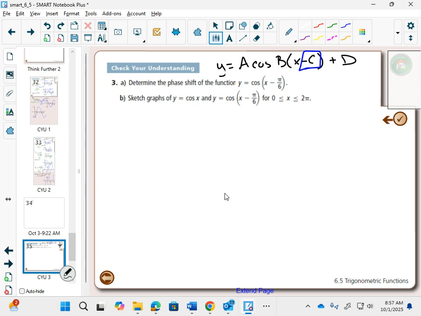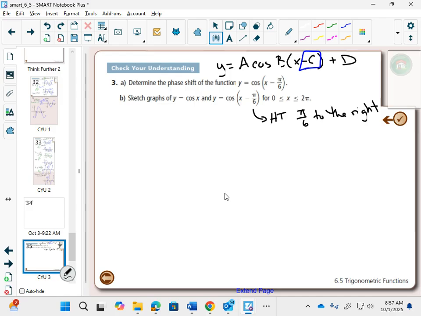And just like in transformations, the x's are still liars. So if you see a minus pi over 6, you would already know this is a horizontal translation, pi over 6 to the right. So I guess we technically answered part A already.